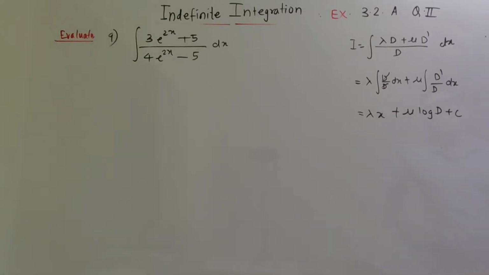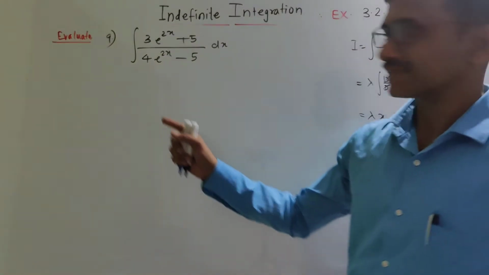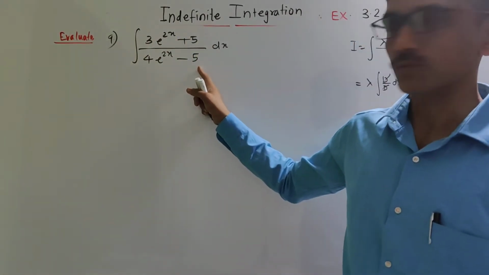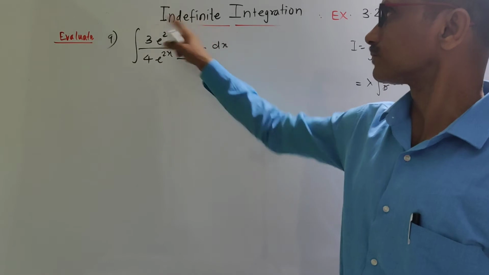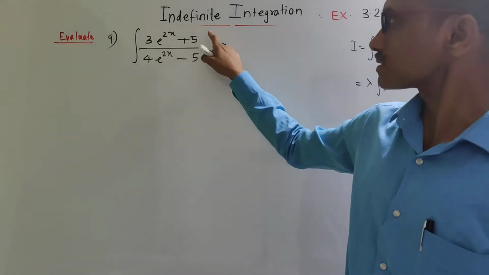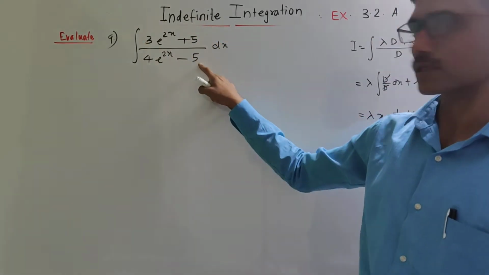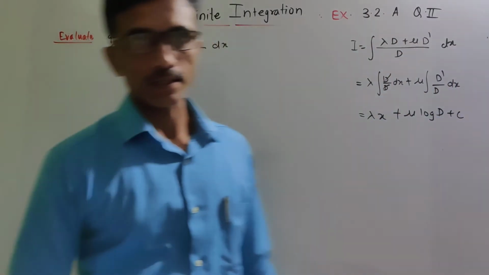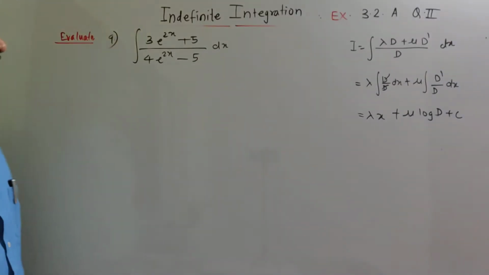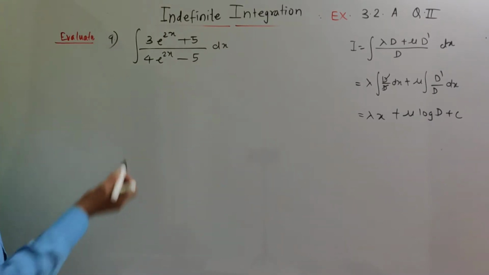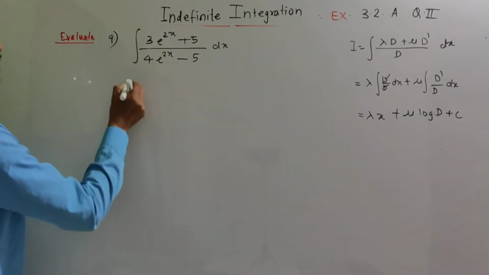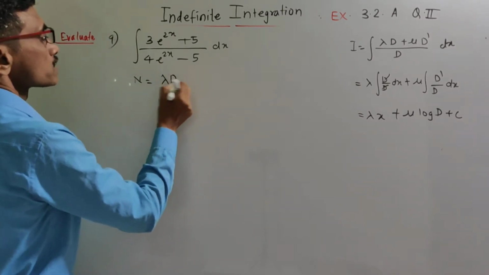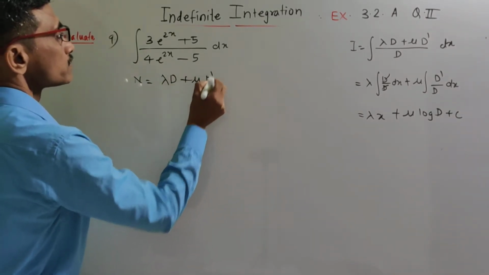In this video, we are going to start with question number 9. Integral of (3e^(2x) + 5) upon (4e^(2x) - 5). It is of the form (a e^x + b) upon (c e^x + d). So, numerator we write as lambda D plus mu D dash. Lambda and mu are constants.